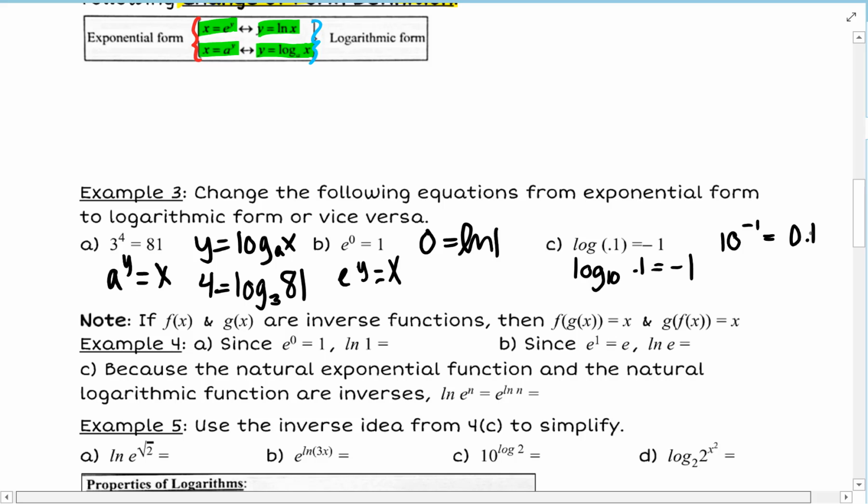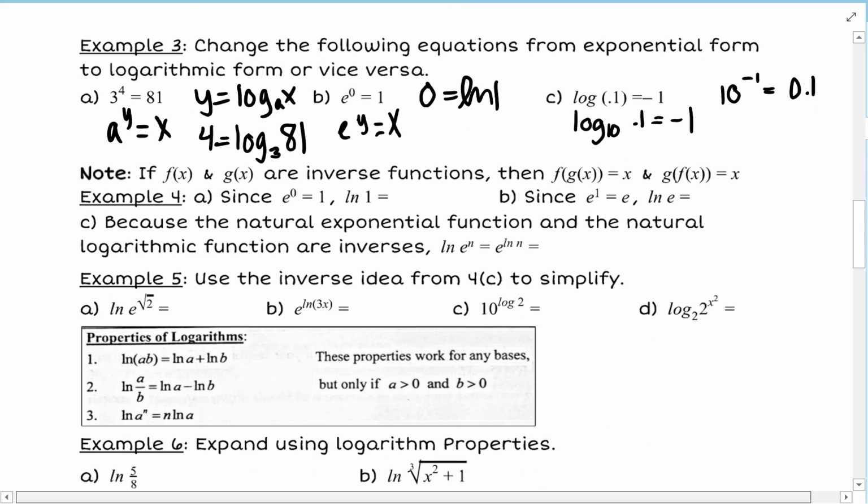Note that if f of x and g of x are inverse functions, then f of g of x is equal to x, and g of f of x is also equal to x. That's the definition of inverse functions. And we'll be using that for example 5.